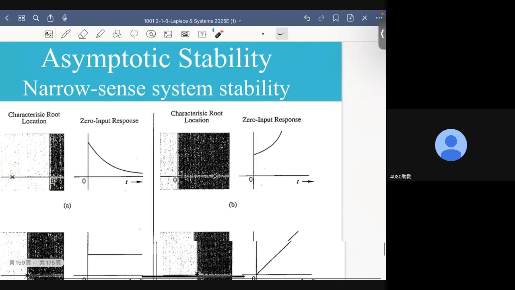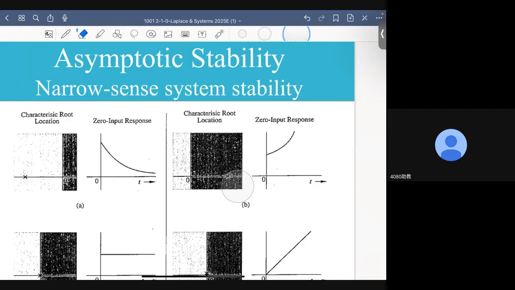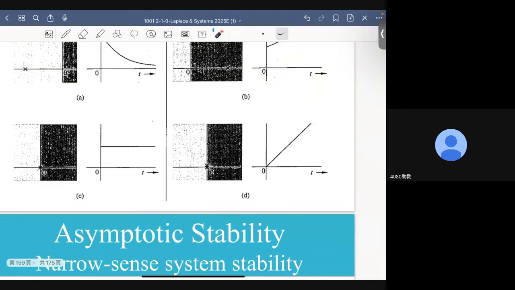Okay. Now, if by contrast the pole is located here, which apparently is on the right half of the plane, then the zero input response will grow monotonically and exponentially to infinity, without any bound. Okay. Now, if the pole is located here, at the origin, then this is what will happen. It will always be a constant. All right. If I have double poles at the origin, then the output will also be unstable.